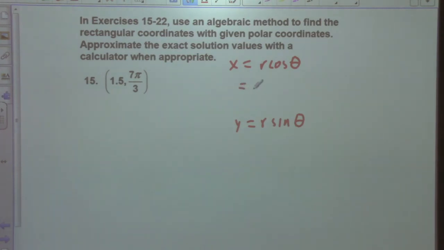Okay, so R, what we have is, in this case, the radius is equal to 1.5.